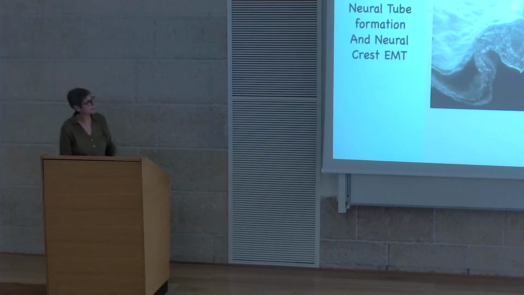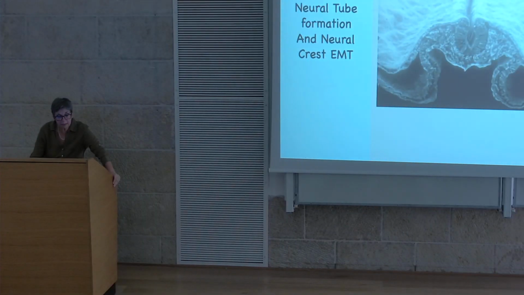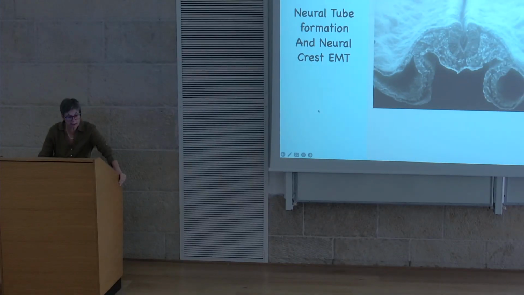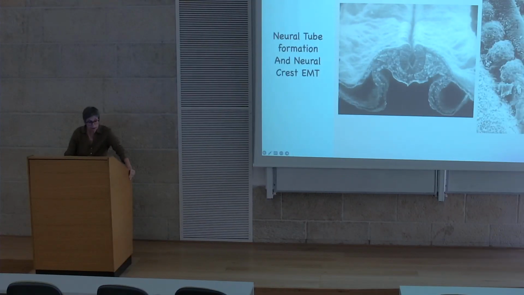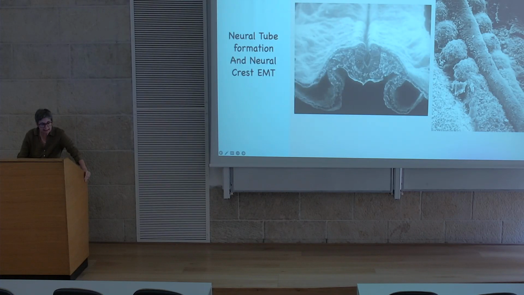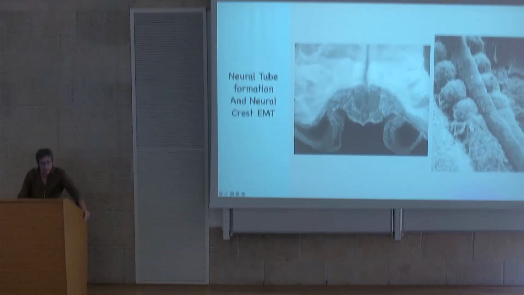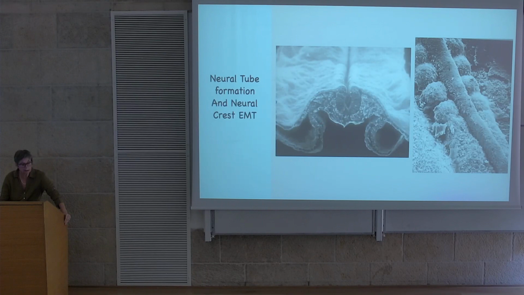Is it better? Okay, so for us, things begin with the process of neurulation. This is a scanning electron micrograph of an avian embryo, in which you can see the formation of what is going to become the closed neural tube.